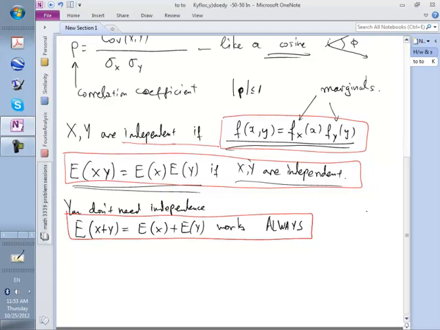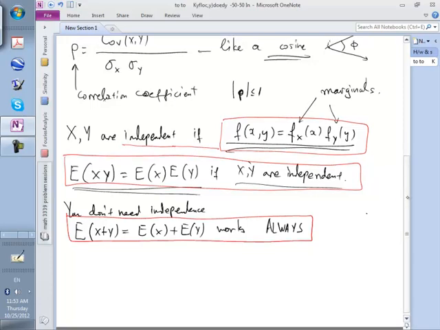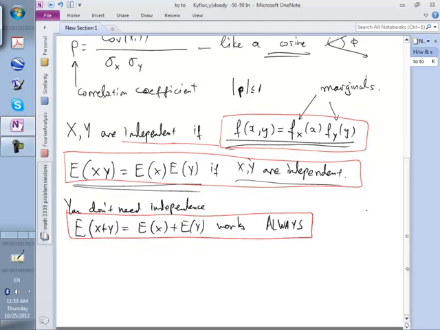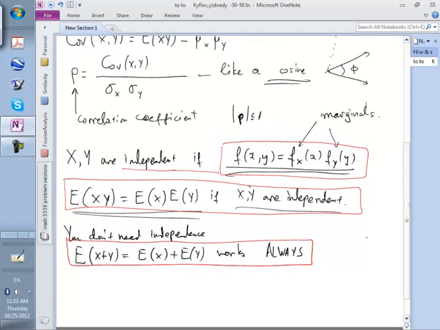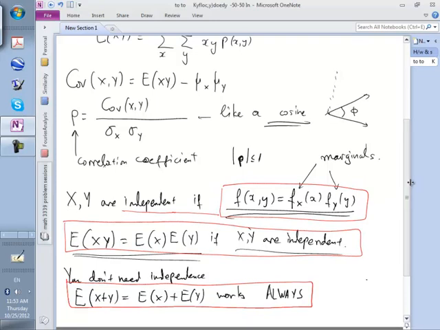So, I'll go back to that. If we have independence between the two random variables, then what do we have here? Look at this formula up here. The covariance of x comma y is equal to the expected value of the product minus the product of the means. But then you have this identity.